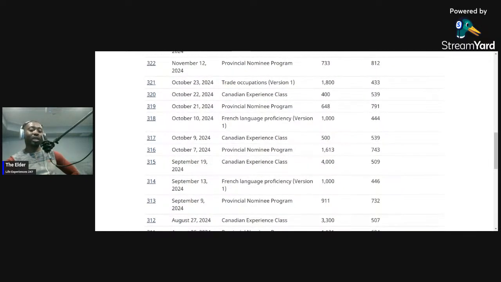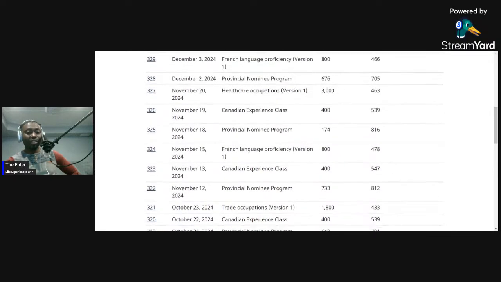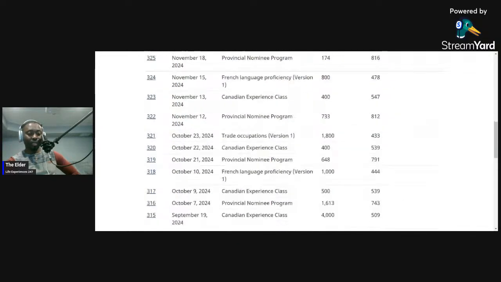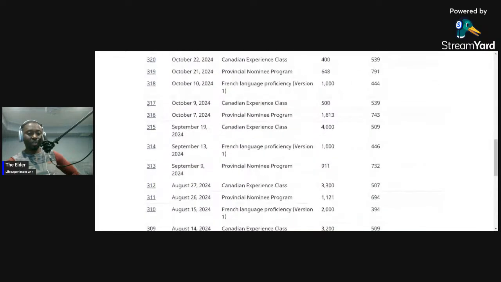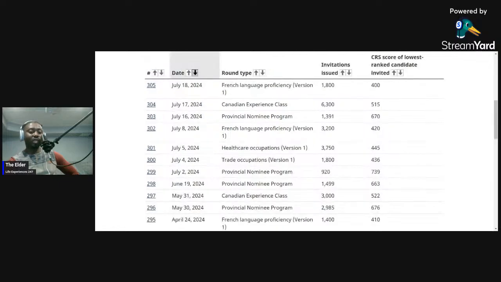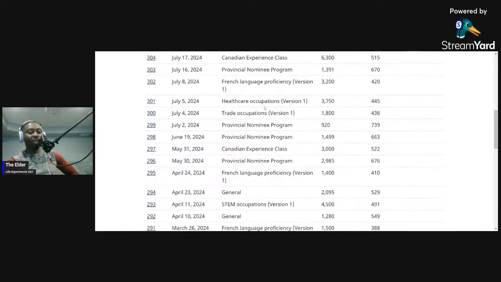The next one is health. Health is quite popular. So if we check here, of the 6 categories, after French, they invited healthcare occupations. And I think there's another healthcare occupations on this same page. Okay, no more healthcare occupations. But if you go to the second page, that's before July, they also had healthcare occupations, and then trade.